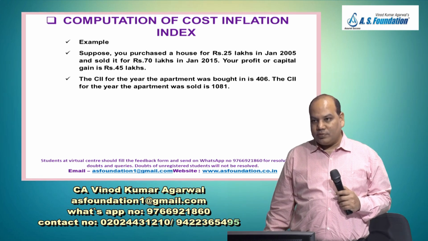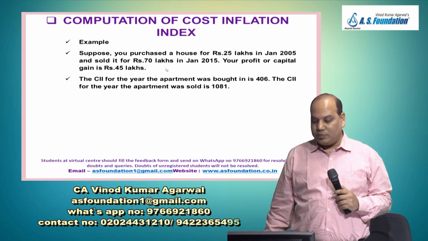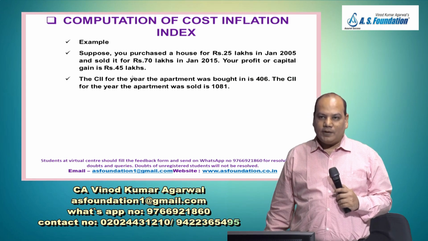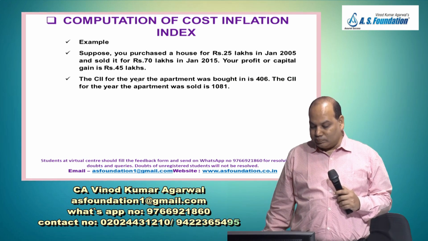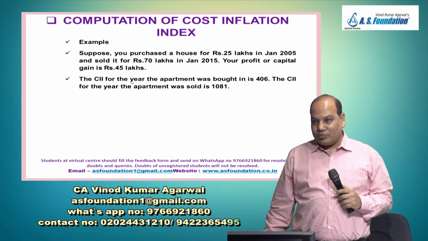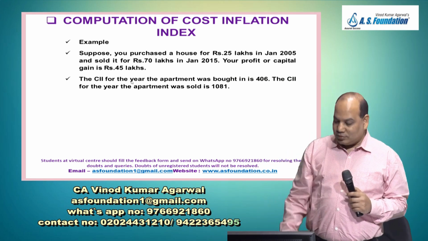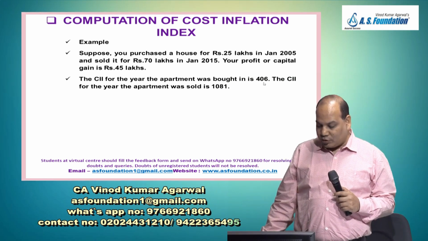Suppose you purchase a house for 25 lakh in January 2005 and sold it for 70 lakh in January 2015. So mathematically you have made a profit of 45 lakh. If you pay tax on 45 lakh, it will be a big amount. So what they have done, they have said, no, wait, we will allow you to compute indexed cost. They have given in the notes, which may or may not be right, we are not bothered.